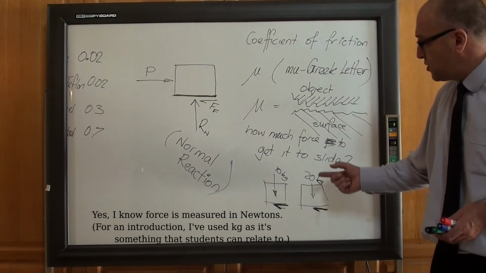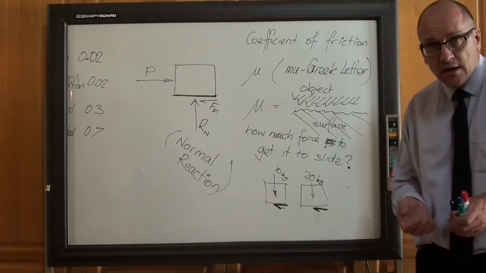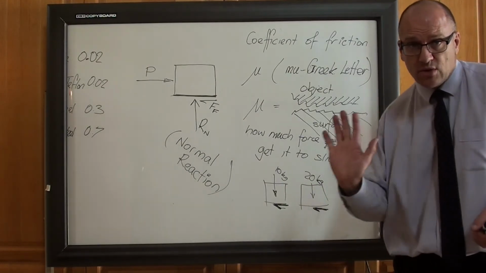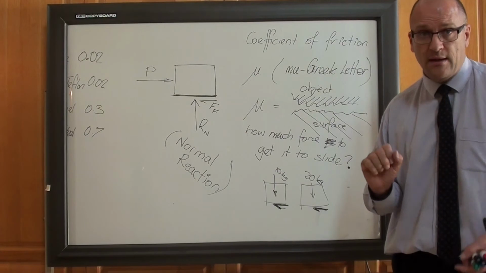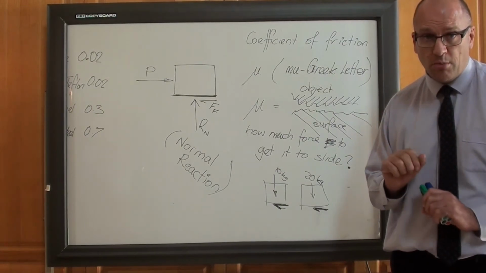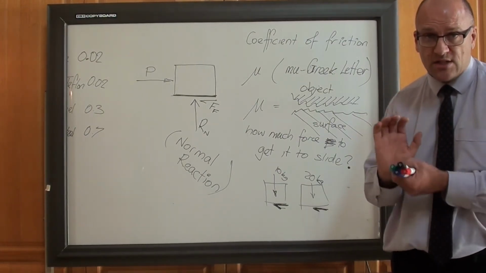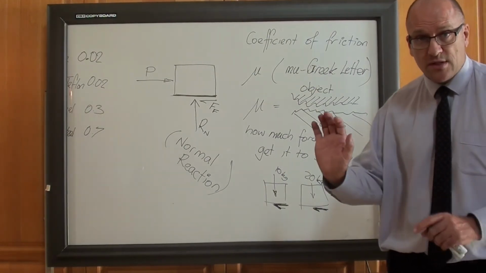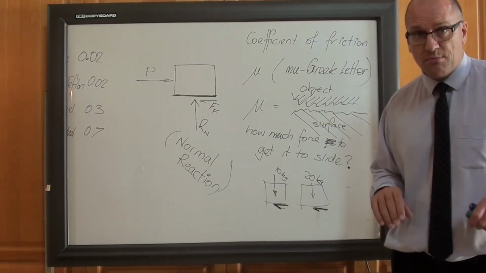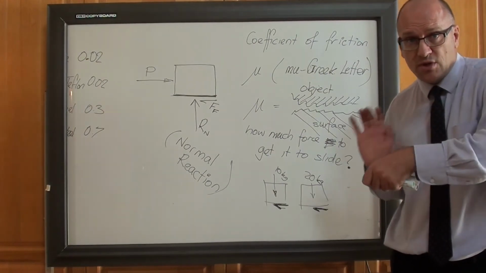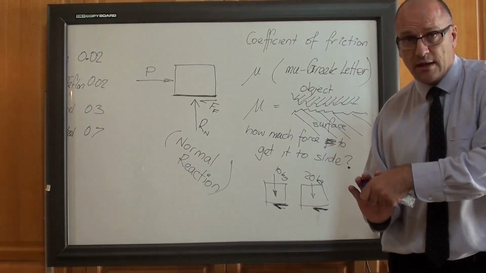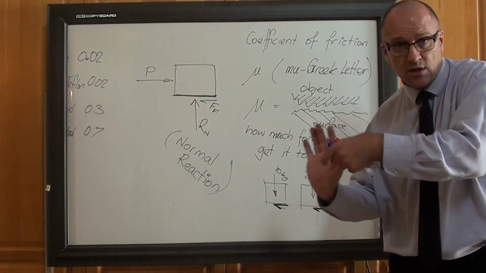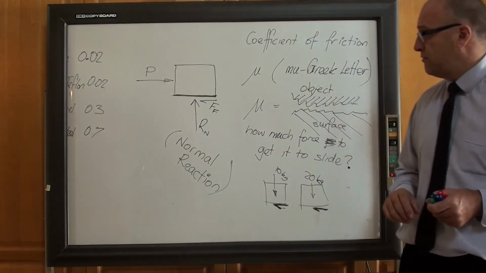So the coefficient of friction is a ratio between how much force you need to get something to slide and what the normal reaction is pushing up against it. Coefficient of friction is standardised. How much force do you need to slide, versus how much force is pushing up. Double the normal reaction pushing up, double the force you need. 10 times the normal reaction pushing up, 10 times the force of friction you need to make it move.